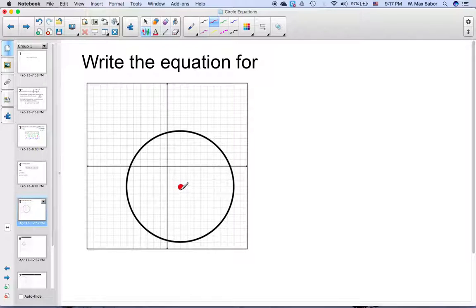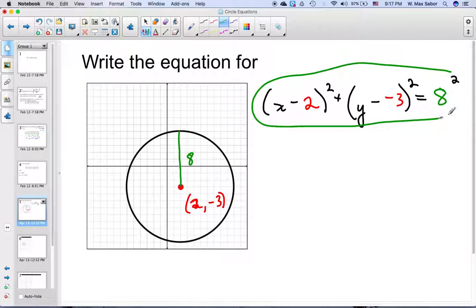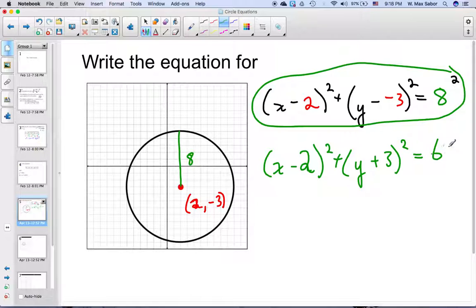So let's write the equation for this. First of all, let's find the center. That is 2, negative 3. And then the radius: 1, 2, 3, 4, 5, 6, 7, 8. So 8 is our radius. Let me rewrite the formula: x minus something squared plus y minus something squared equals a third thing squared. And here 2 is our x coordinate, negative 3 is our y coordinate, and 8 is the radius. I would accept this. I would also accept x minus 2 squared plus y plus 3 squared equals 64.